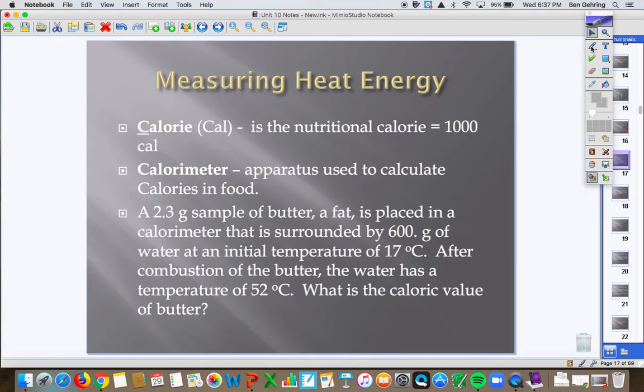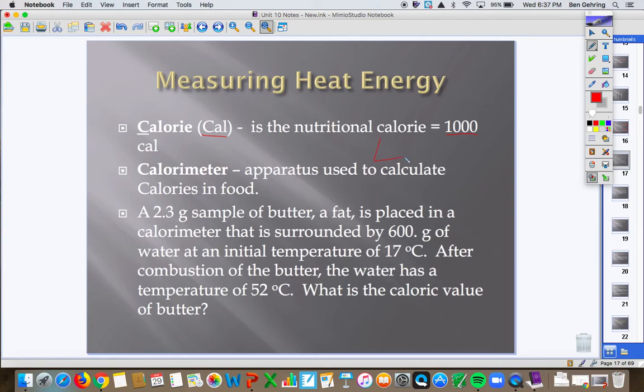Moving forward, we kind of talked about how a nutritional calorie, a capital C calorie, is the same as 1,000 little c calories, same as a kilocalorie. And we find the number of calories by using what's called a calorimeter. A calorimeter is where you burn something that heats up water outside of it, and we measure the temperature change of the water to find the calories in the food.